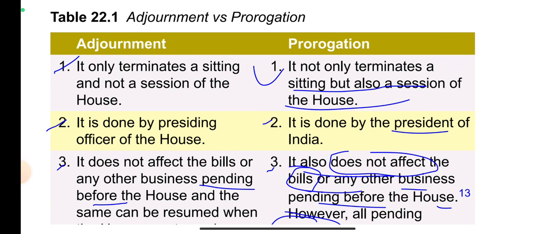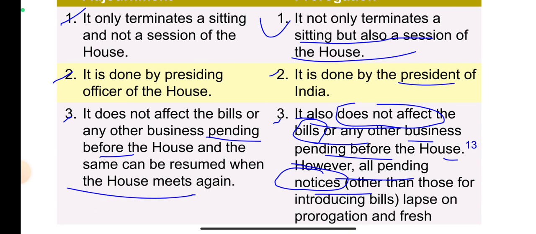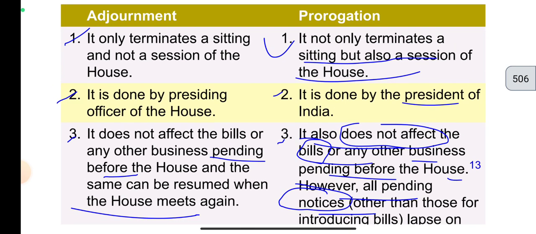Prorogation not only terminates a sitting but also a session of the house. Adjournment is done by the presiding officer of the house. Prorogation is done by the President of India. तो याद रखिएगा ये एडजर्नमेंट प्रिसाइडिंग ऑफिसर के द्वारा किया जाता है, प्रोरोगेशन प्रेसिडेंट कर सकते हैं सिर्फ.